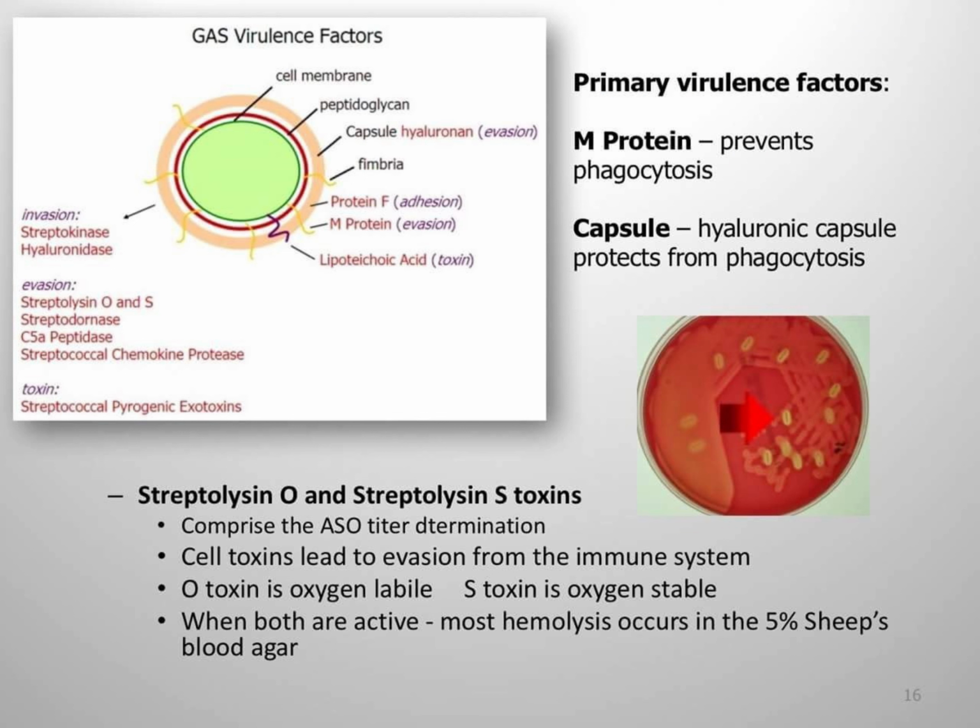GAS is a leading cause of pharyngitis, strep throat, skin infections, and invasive infections such as necrotizing fasciitis and toxic shock syndrome. Another species, Streptococcus pneumoniae, is a leading cause of pneumonia and meningitis.